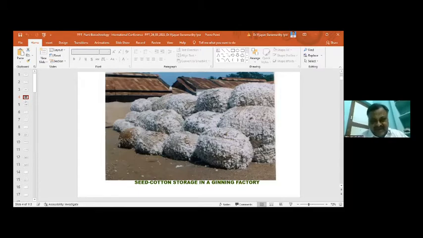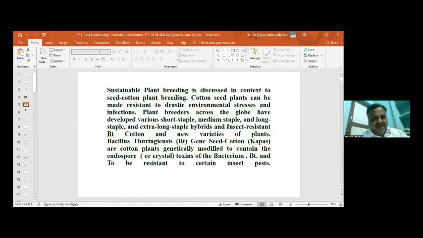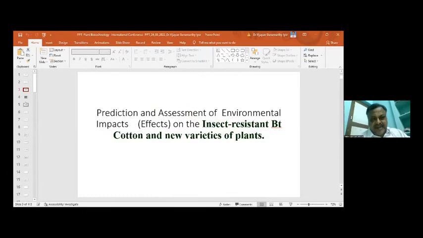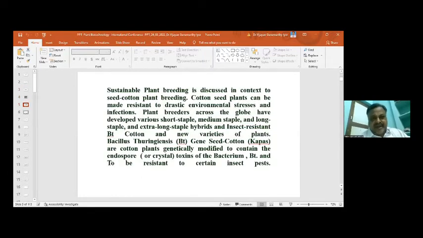So you can just see that this is the seed cotton. Before 2001, the seed cotton was grown using only fertilizers and pesticides, and insecticides were used in the field. But after 2000, genetically modified seed cotton, that is BT cotton, biotechnological cotton, has been marketed in most of the countries in the world. In my investigation, more than 100 varieties I have taken.